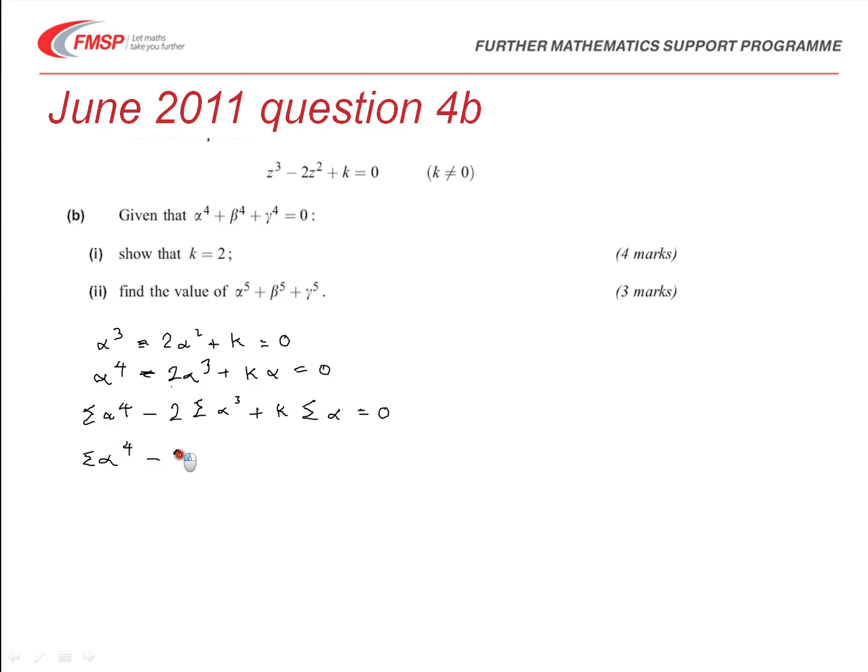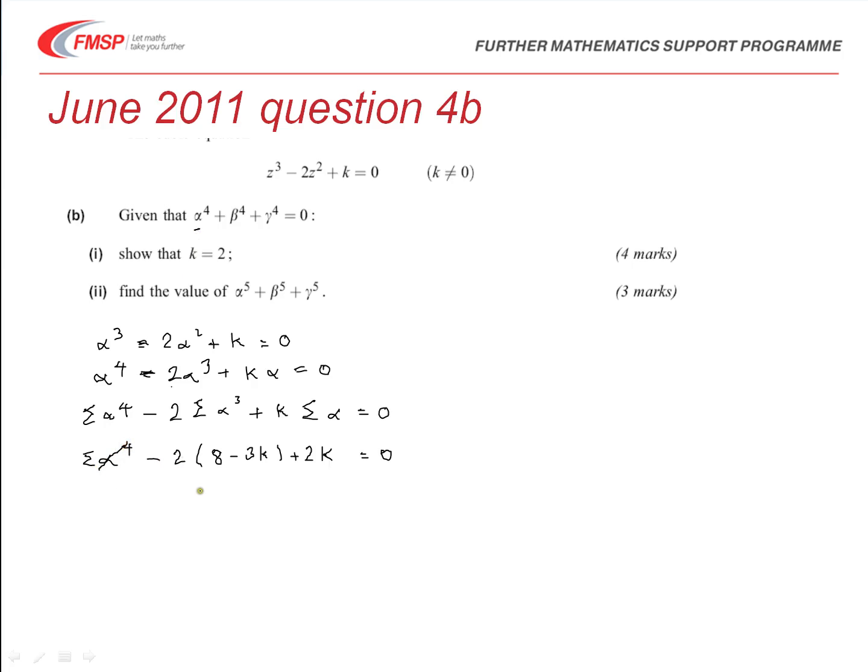minus twice. Well, what do we know about the sum of the alpha cubes? Well, in the previous part we found out this was equal to 8 minus 3k, and then we got k lots of the sum of the alphas, and the sum of the alphas we know is 2, and that must equal 0. Now, in fact, the sum of the alpha to the fourth we also know because that was given at the beginning of part B. This is 0 as well, so this goes out.